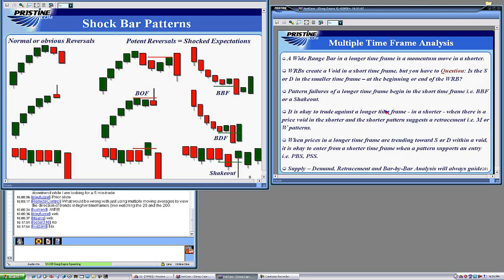And a review of what we just went over. The idea is get your bias from a higher time frame, trade it in a shorter time frame, and look at those reference points of supply and demand, for them to be in alignment with each other. If you've got a tradable void, odds are you're going to have a successful trade. Combine the failure patterns that we went over with your bias, the failure bars. And it's all about supply, demand, retracements, bar by bar, and voids for setting up our trades.